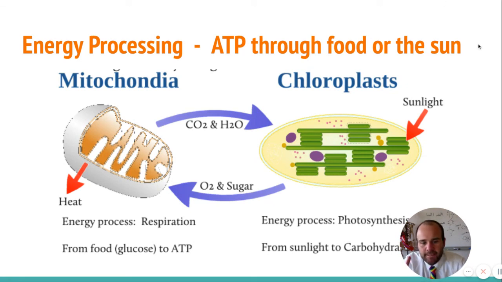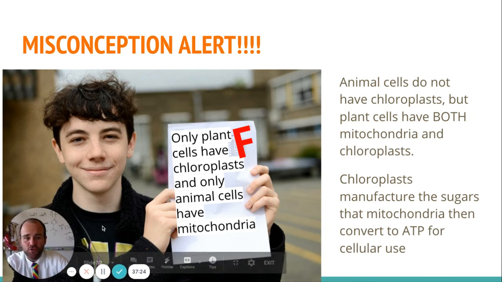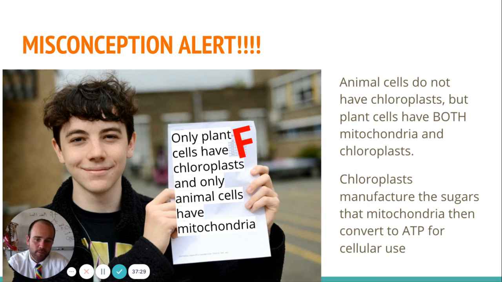Now, big time misconception alert that I want to clear up. Only plant cells have chloroplasts, only animal cells have mitochondria. Wrong. Animal cells do not have chloroplasts. That is true. But plant cells have both mitochondria and chloroplasts. Plant cells still need to turn that sugar into ATP, which it can readily use. ATP is the energy we use. Sugar is a storage molecule. So that's why we have both of them.